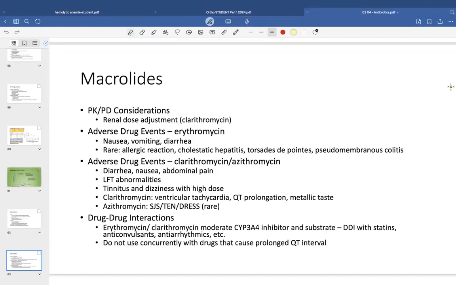Clarithro also has an issue around taste perversion. If you ever take it, it's this metallic taste. It's not fun. Some LFT issues, it's a mess. But generally speaking, these are pretty safe drugs that we rely on. Arguably, they overuse these, but they're useful for respiratory infections and particularly maintenance.